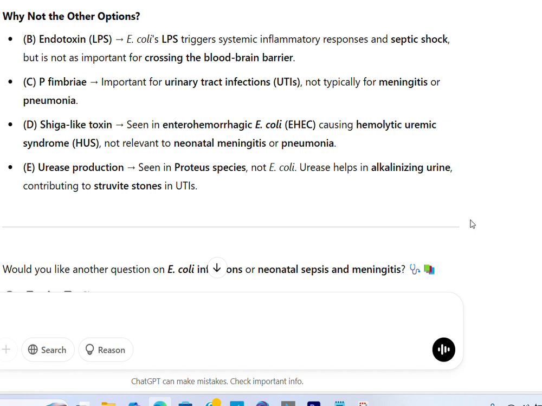D. Shiga-like toxin, seen in enterohemorrhagic E. coli, EHEC, causing hemolytic uremic syndrome, HUS, not relevant to neonatal meningitis or pneumonia. E. Urease production, seen in Proteus species, not E. coli. Urease helps in alkalinizing urine, contributing to struvite stones in UTIs.